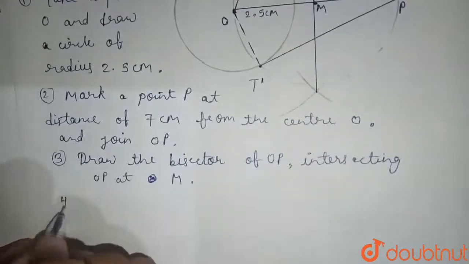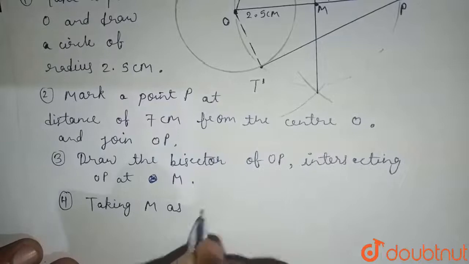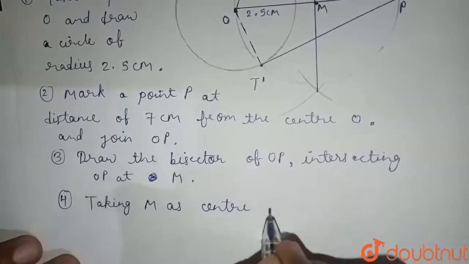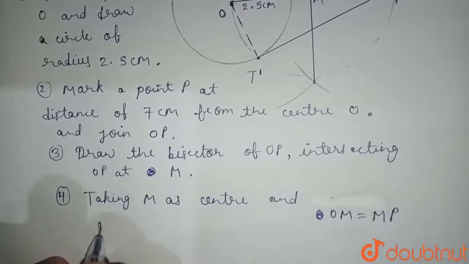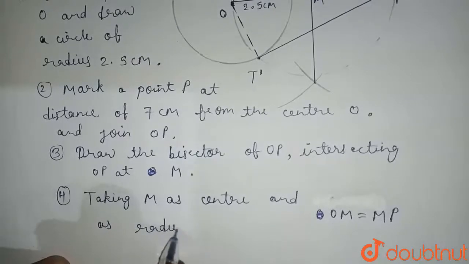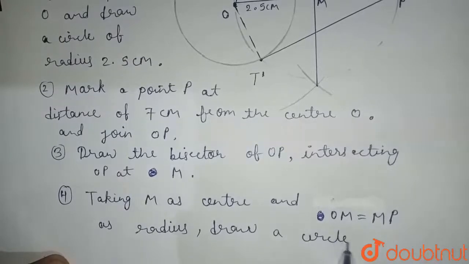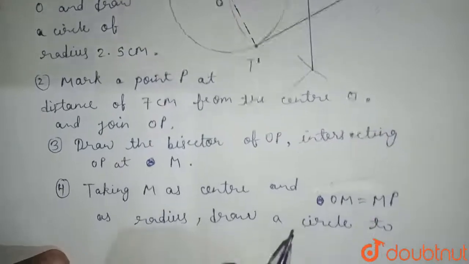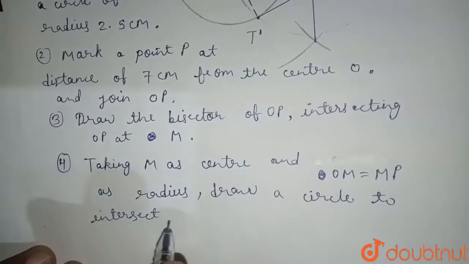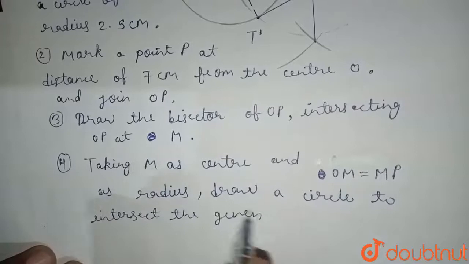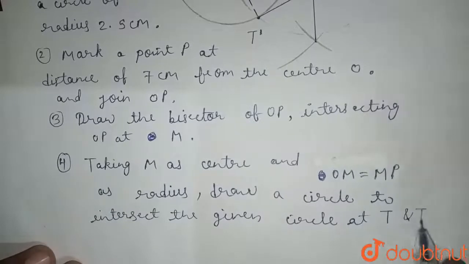Fourth step: taking M as center and OM equal to MP as radius, draw a circle to intersect the given circle at T and T dash.